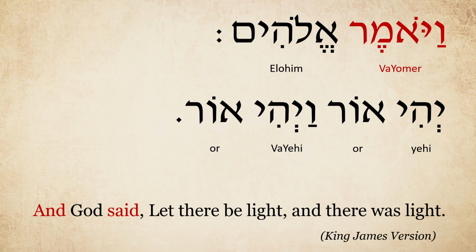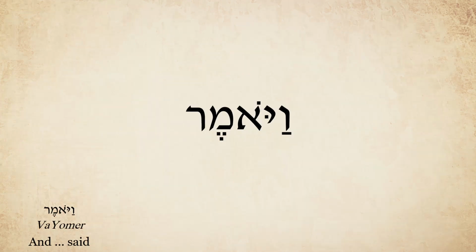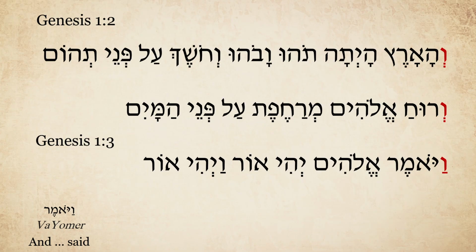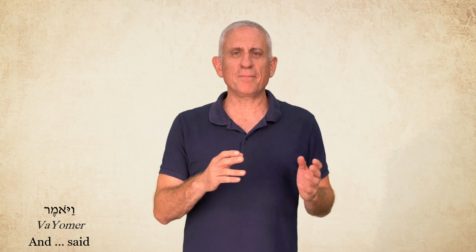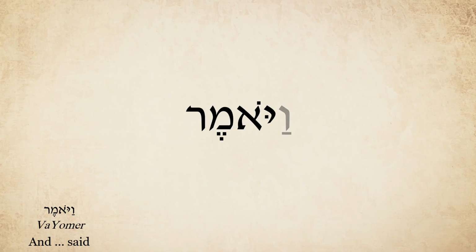The first word of the verse is the verb, vayomer. The first letter is vav. This is the third consecutive sentence in the chapter that starts with this letter. If you've watched the videos I've published on this channel before this one, you might recall that vav serves as a prefix meaning and. In short, vayomer means and said.